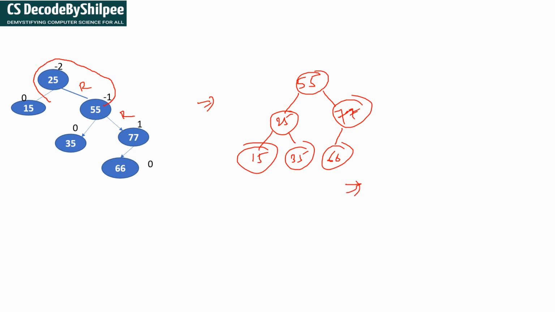Now again you calculate the balance factor of each and every node. So 15 has balance factor 0, 35 is 0, 66 is 0, and for 77 the left child gives 1, so 1 minus 0 will be 1. For 25, left is 1, right is 1, which means its balance factor will be 0. For 55 the balance factor is 0. So all these nodes' balance factors are in the range, so we will not perform any rotation. This is still an AVL tree.